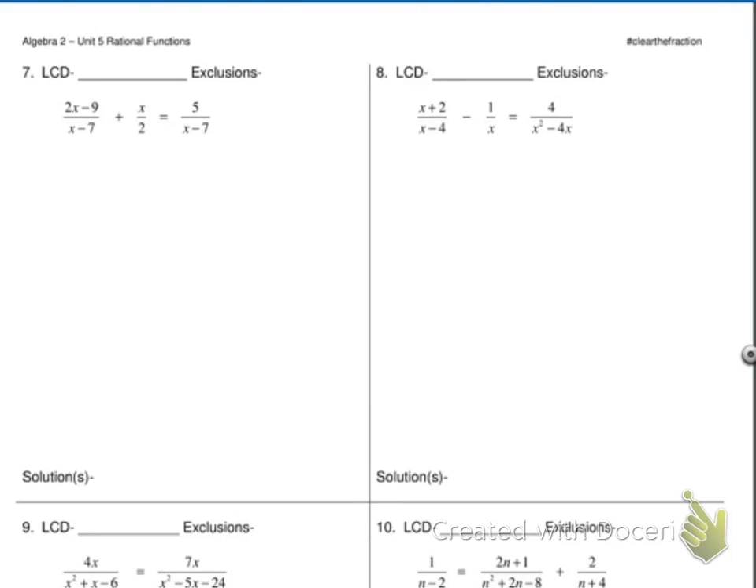Try numbers 7 and 8. So first, for the common denominator, we have 2x minus 7, and for our exclusion, x cannot be positive 7. So I'm going to multiply everything times 2x minus 7.